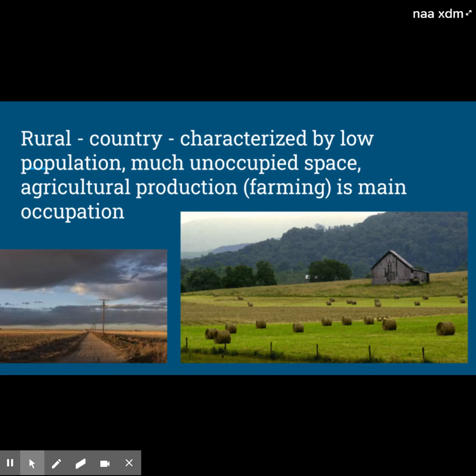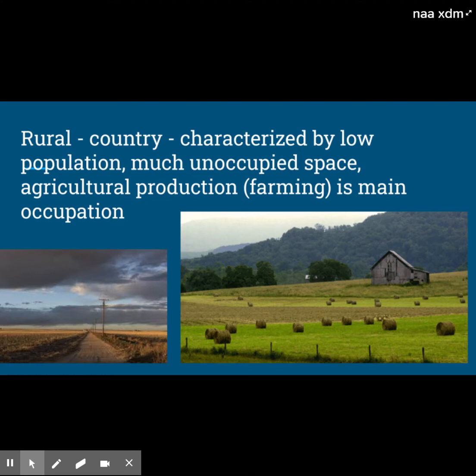So the first vocabulary word we're looking at is the word rural. So rural means country, and it is characterized by low population. You have a lot of unoccupied space, and the main occupation in these areas is farming or agriculture. Okay, so agriculture is just a fancy word for farming. That needs to go in your vocabulary thing.